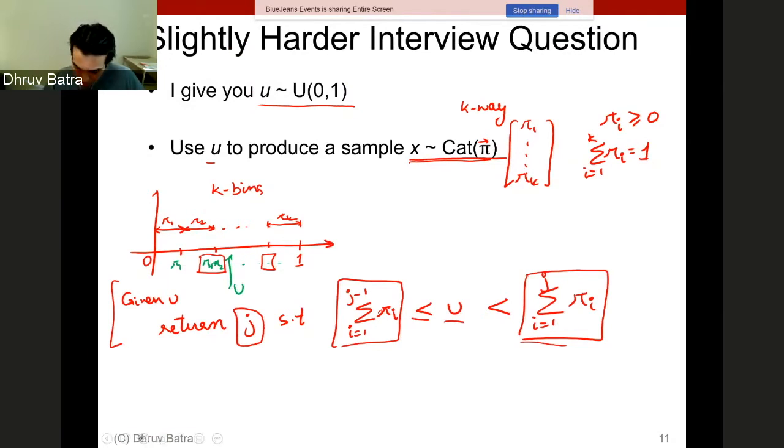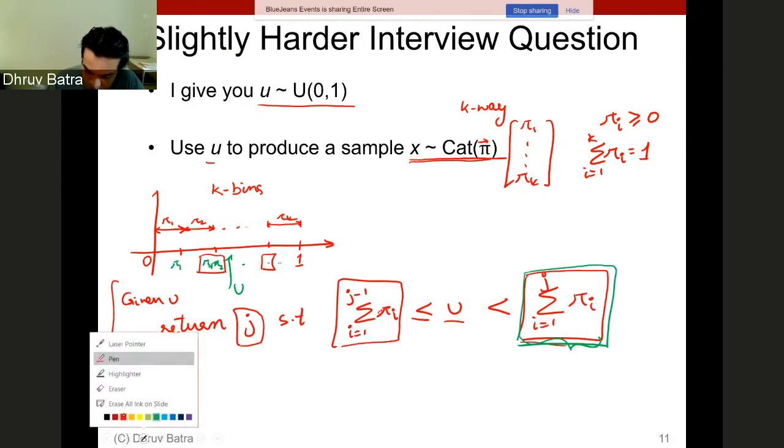Now the question to ask, which I think a subset of people are already getting to, is does this remind people of something? What is this object, the summation of pi_i going 1 through j? We know this in terms of random variables. This is a property of random variables, or a function that can be computed on random variables.